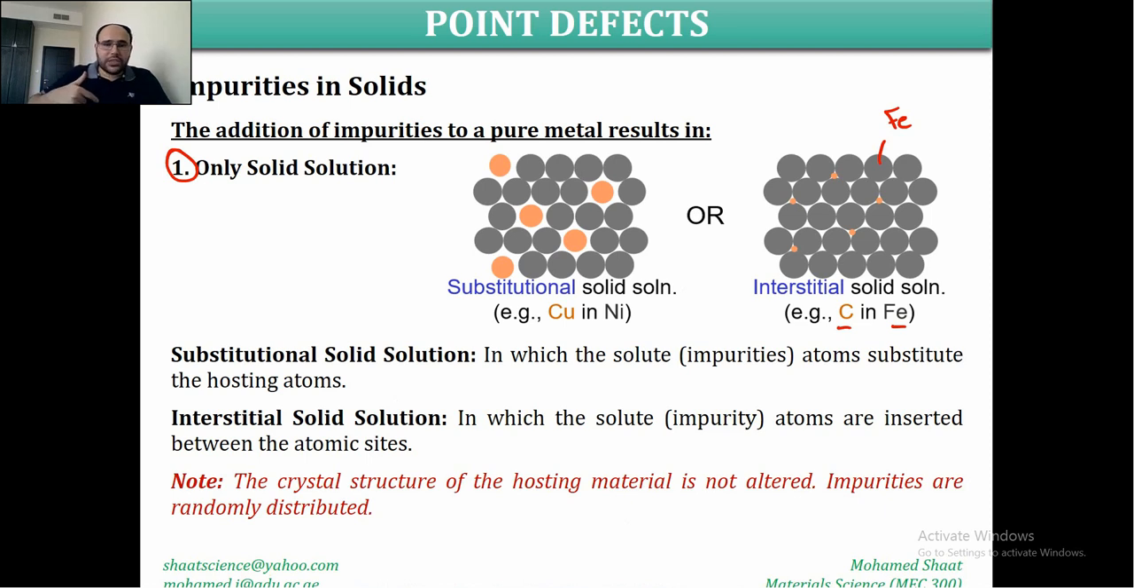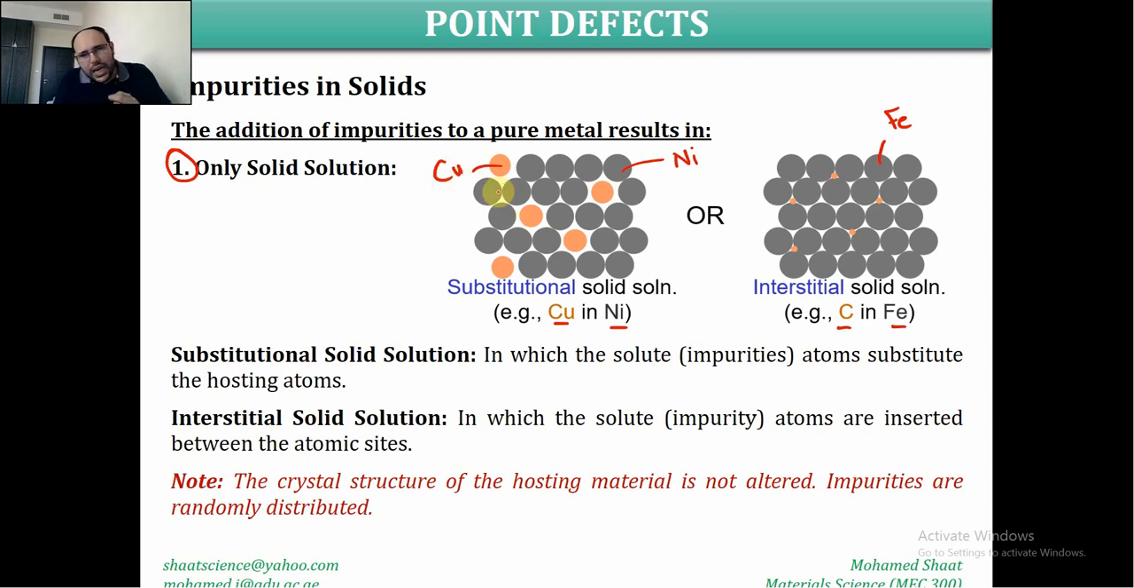The other option is, how about if the size of the atom of the impurity is big enough, very close to the size of the atom of the host material, like the case of copper and nickel. So the dark atoms are the nickel, and this yellow or orange, these brown ones, are the copper atoms.